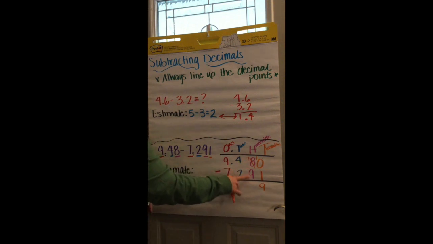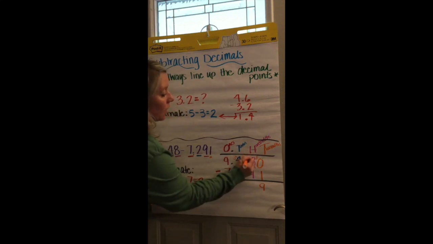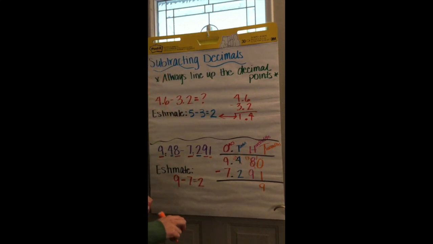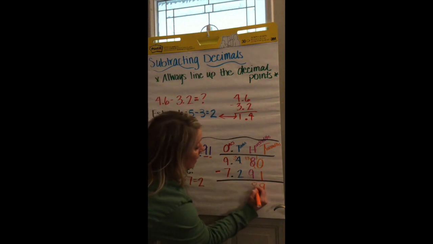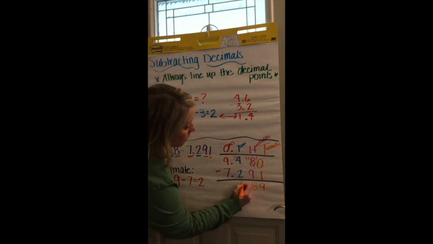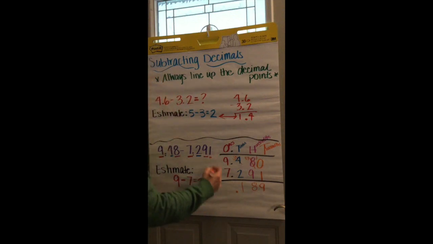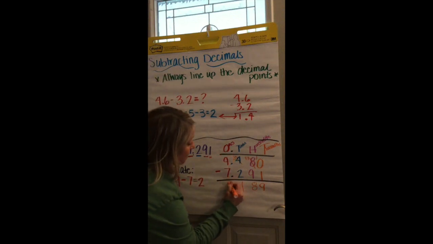I can't do 7 minus 9. I don't have enough. So I have to borrow from over here. This becomes a 3. And this becomes a 17. So when I subtract 17 minus 9, I get 8. Then 3 minus 2 is 1. My decimal carries down into my answer, and then 9 minus 7 is 2.